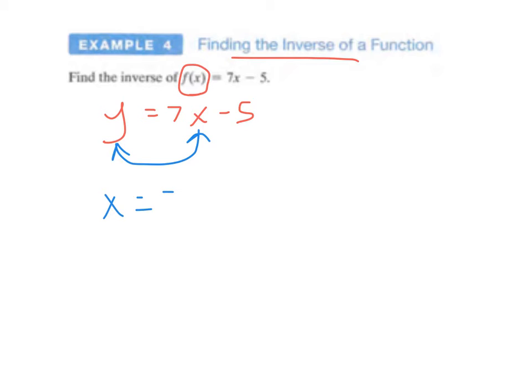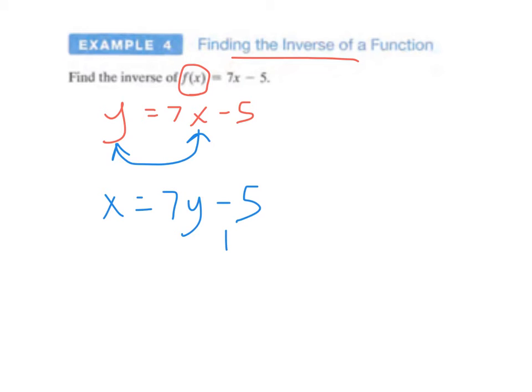The last type is actually finding an inverse. So to find an inverse, we have to remember one thing. This really means y. So if I change it to a y, 7x minus 5. Now to do an inverse, we switch the letters and then solve for y again. So if I switch the letters, I get x equals 7y minus 5. And now what I want to do is solve for y. That means get y by itself.